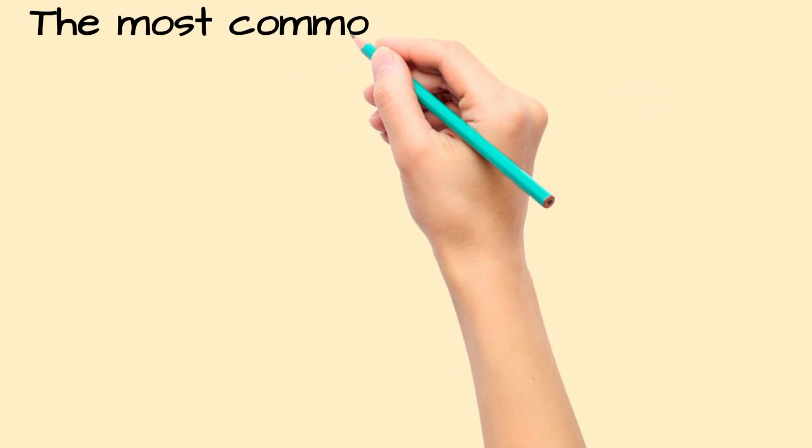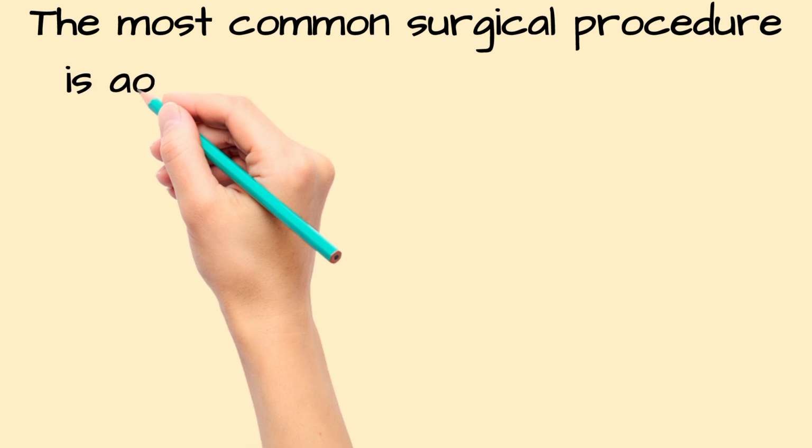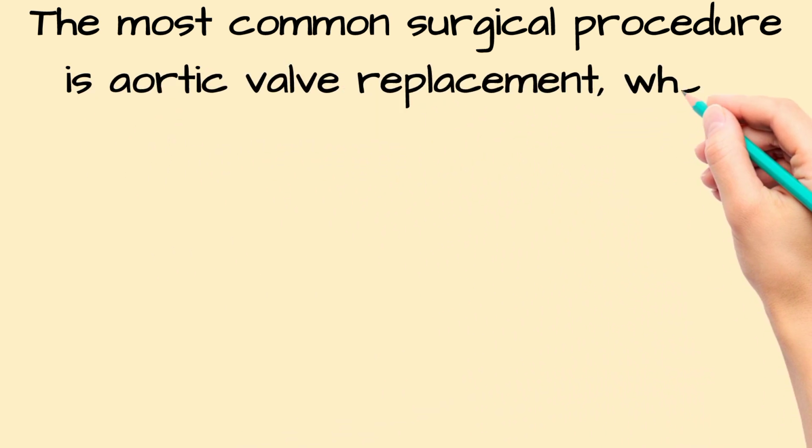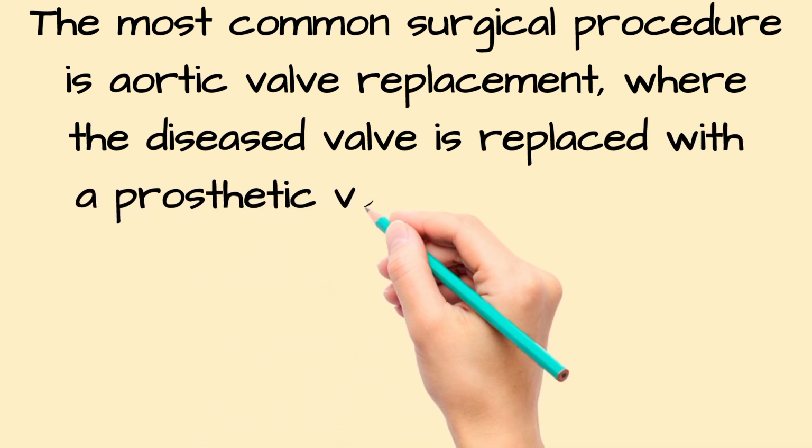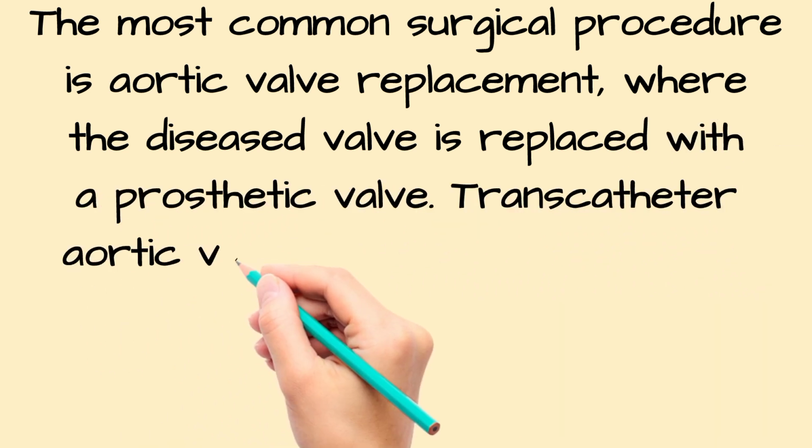The most common surgical procedure is aortic valve replacement, where the diseased valve is replaced with a prosthetic valve. Transcatheter aortic valve replacement is a less invasive alternative for high-risk or inoperable patients.